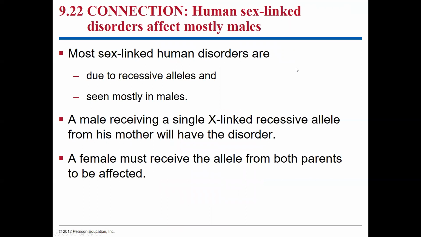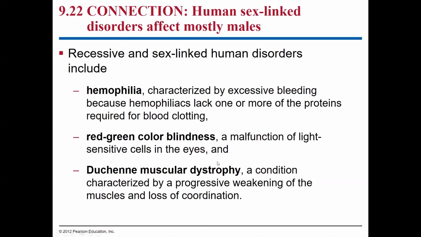This same sex-linked pattern can also be seen in human disorders due to recessive alleles, and they're mostly seen in males rather than females, because a male will receive only one X chromosome. So they are going to receive either a dominant or recessive allele because they only have one X chromosome, and you're going to inherit whatever the mother has. A female must receive both recessive alleles from both parents to be affected, which is going to be less common compared to just receiving one allele if you are a male.